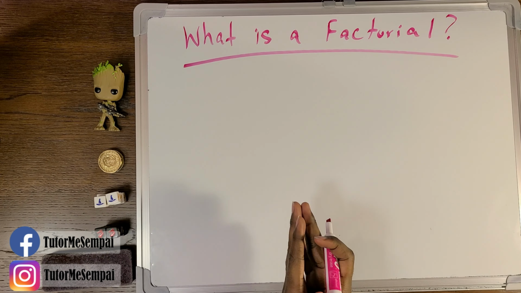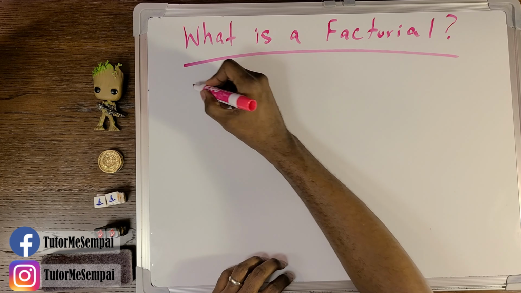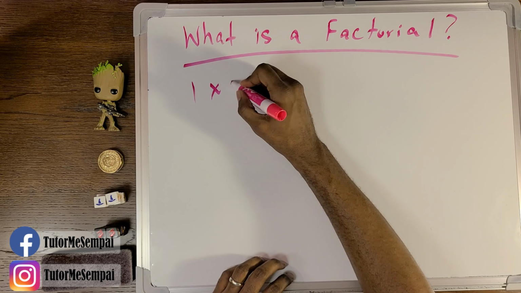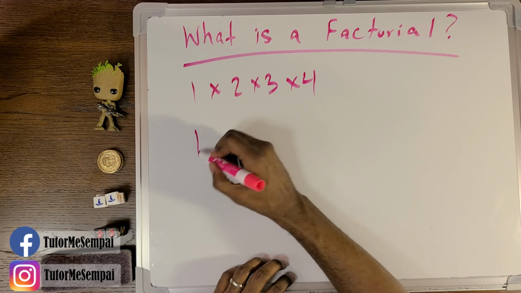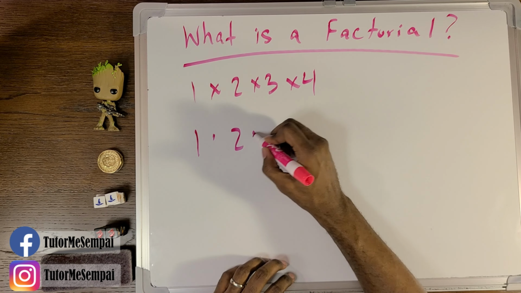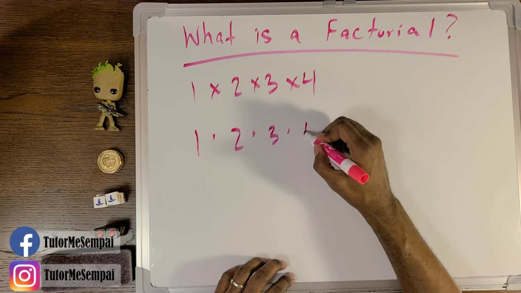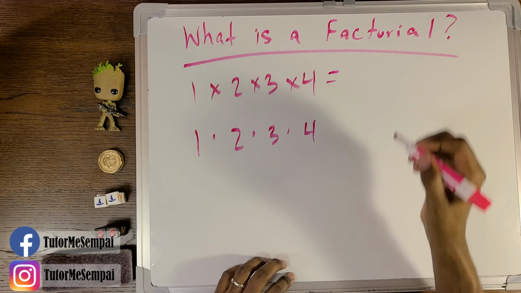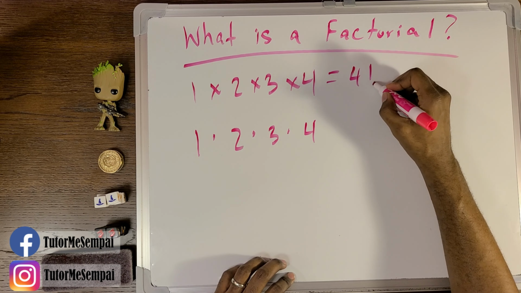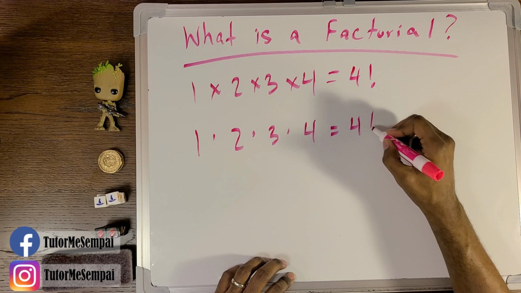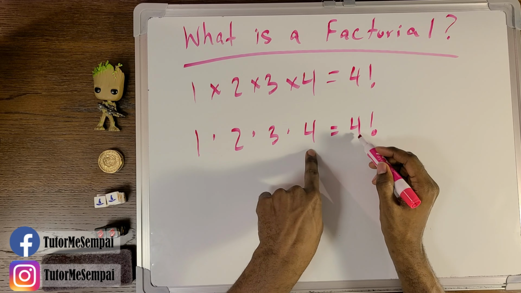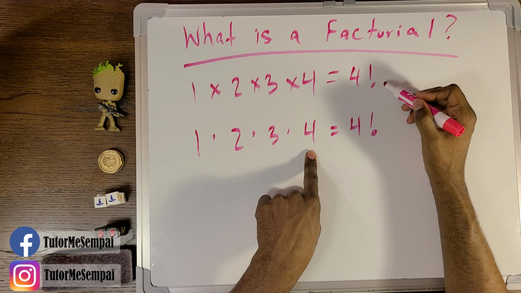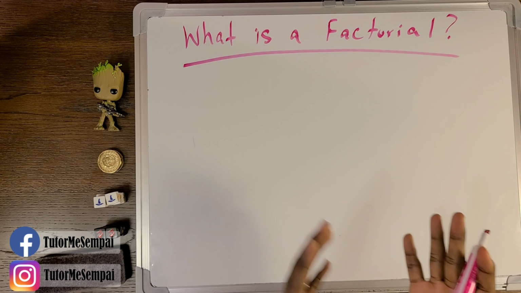So let's say you want to go all the way up to 4, and that's starting at 1 times 2 times 3 times 4. And you can do it with the dots too. It's fine to do it with the dots. It's just another way of denoting the same multiplication. And this is going to be 4 factorial. Now 4 factorial, or any factorial, is denoted by that last highest number followed by an exclamation mark.